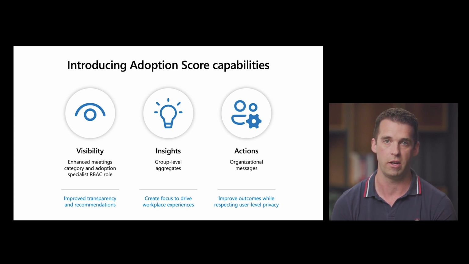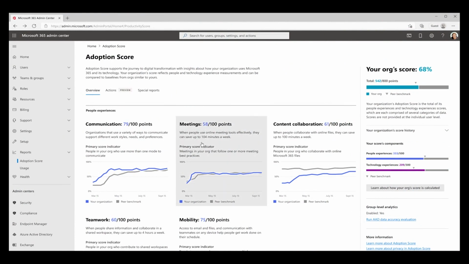Lastly, we are releasing exciting new functionality with Adoption Score that enables IT admins to drive change. Organizational messages will change the way users understand how to get more from Microsoft 365 using targeted in-product notifications delivered to the right people at the right time in their flow of work while also respecting user-level privacy. We do this by only targeting users in a group or organisation that can benefit from guidance or recommended practice, and we don't share with anyone who receives a message. All results are anonymised. Let's take a look through these new capabilities now to see how we put all of this into practice. Let's start by taking a look at our updated Meetings People Experience page.